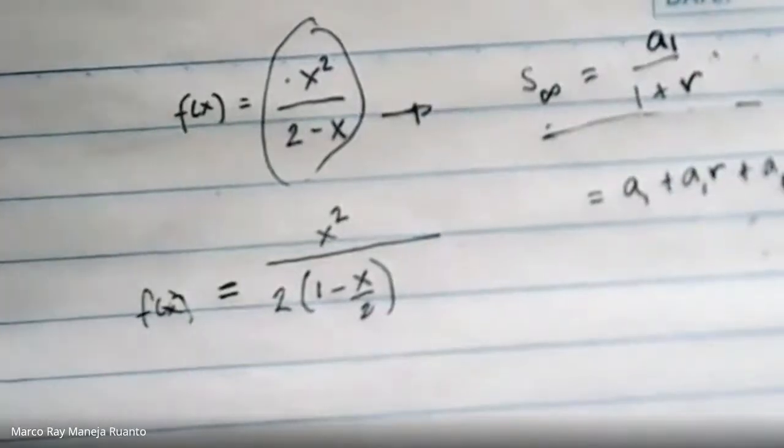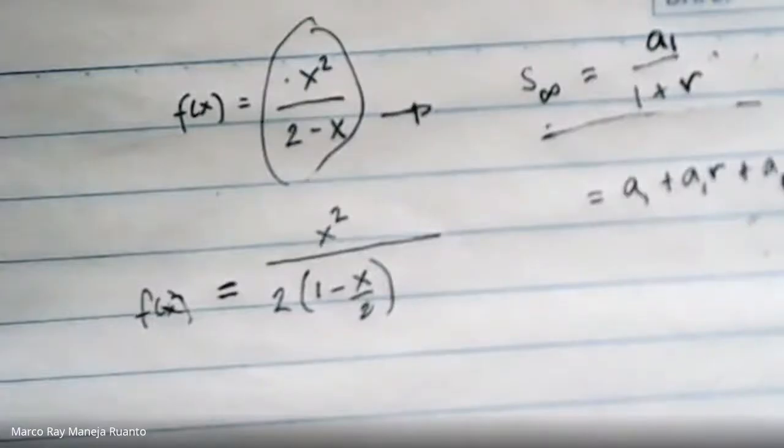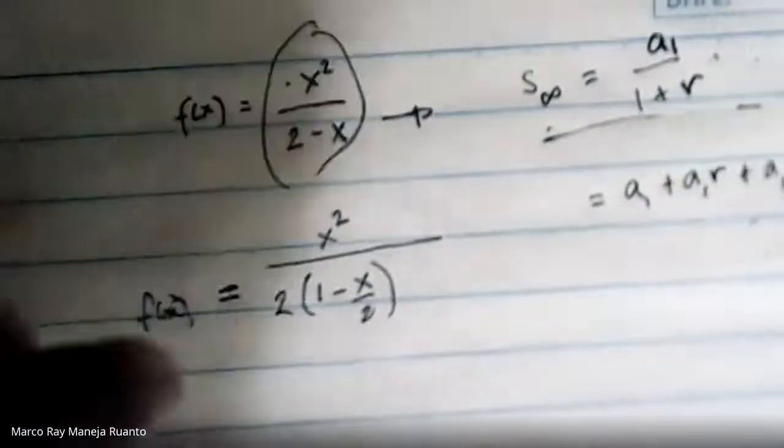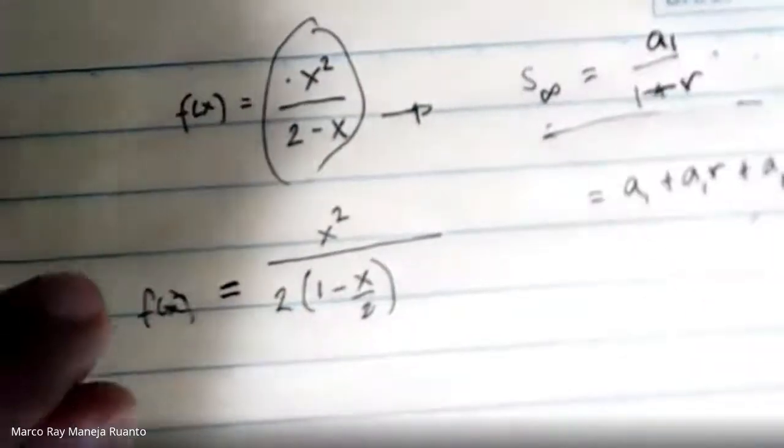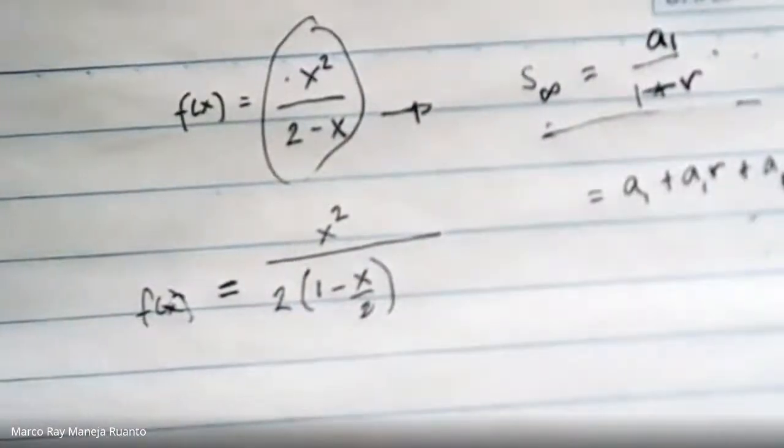Sir, I have a question. What is it? The denominator, sir, I mean the 1 plus r. Oh sorry, it's 1 minus r. Yes, 1 minus r, sorry, my bad. It's minus r.